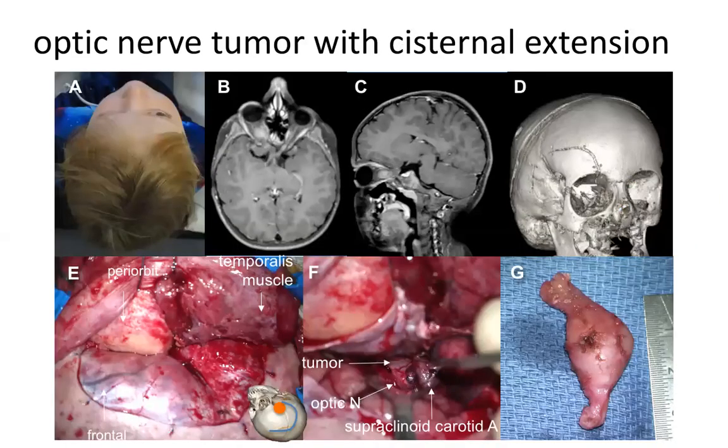This is another case of an optic tumor which had an extension in the cisterns, but it did not reach the chiasm, so we were not afraid of aggravating her vision. She had some exophthalmos, she had some pain, and the tumor was approached with a pterional approach, with a bone flap, removing the rim of the orbit on the same side and the roof of the orbit, giving access for extradural and intradural control of the tumor in the orbit and in the cisterns, and the tumor was removed en bloc.